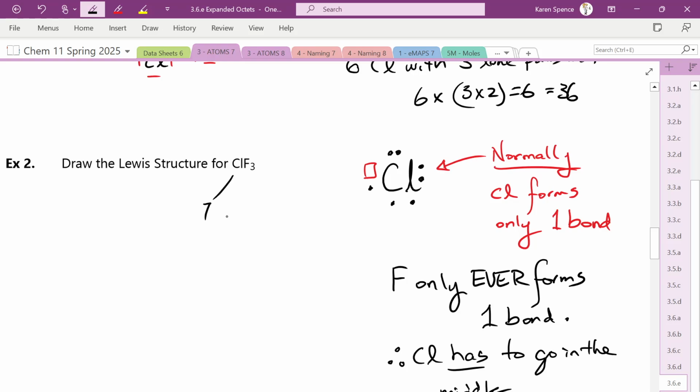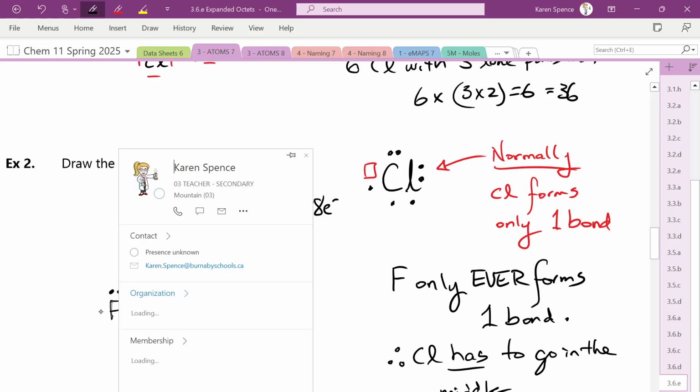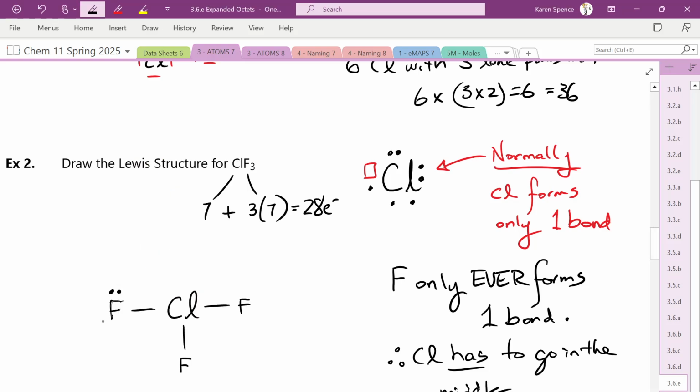So we have 7 valence electrons, 3 times 7. That gives us 28 electrons. Cl has to go in the middle. We don't have a choice. We have 3 fluorines. Fluorine, fluorine, fluorine. There's not enough atoms here for me to say, just go ahead and draw the line. So let's use dots. Let's fill everybody up with lone pairs.